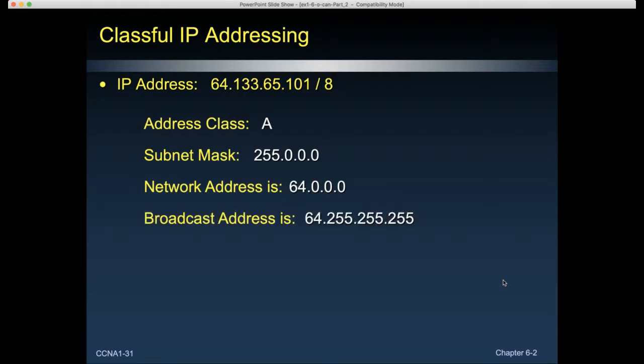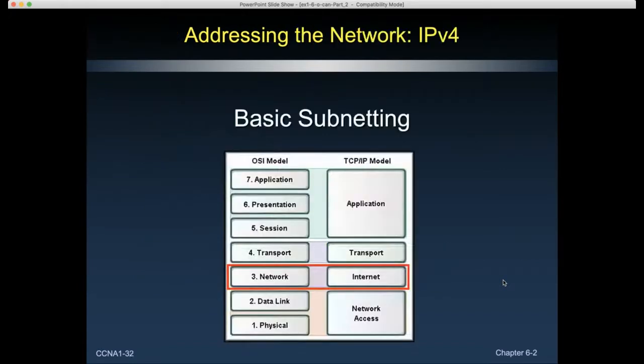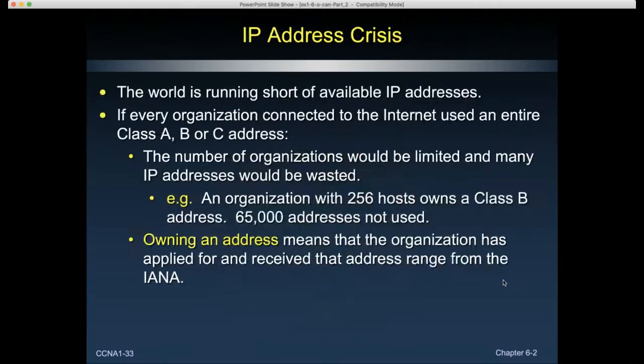Broadcast address is 64.255.255.255. The number of usable host addresses is a whole bunch: 2 to the power 24 minus 2, minus the all zeros and minus the all ones. So they go all the way from 64.0.0.1 through 64.255.255.254. Okay, let's do a little subnetting.